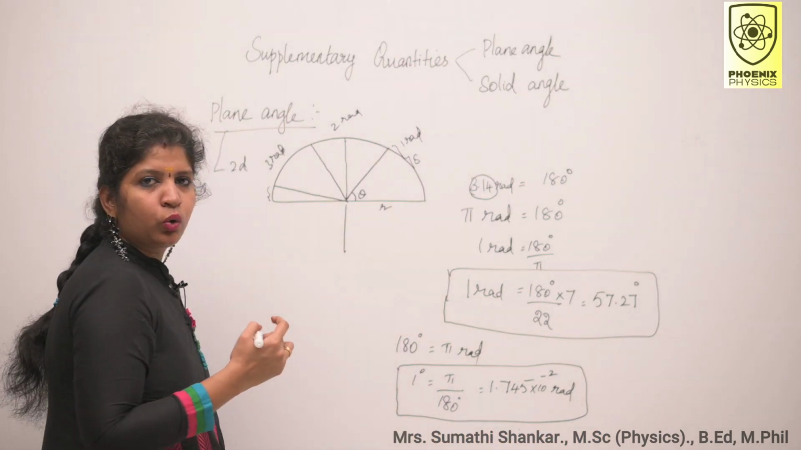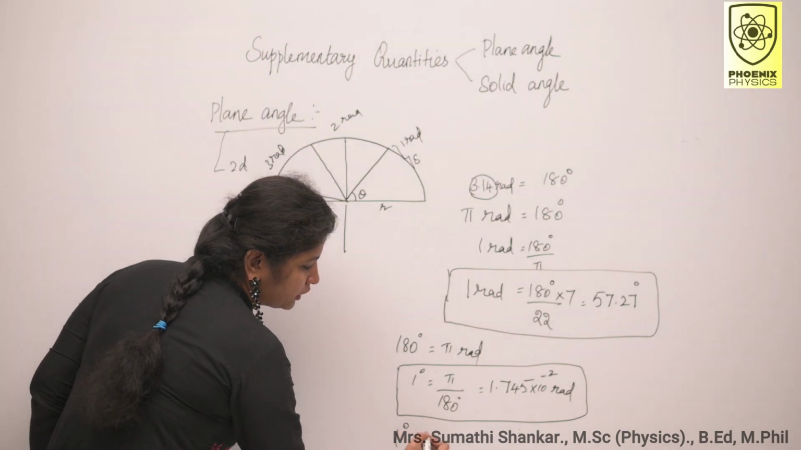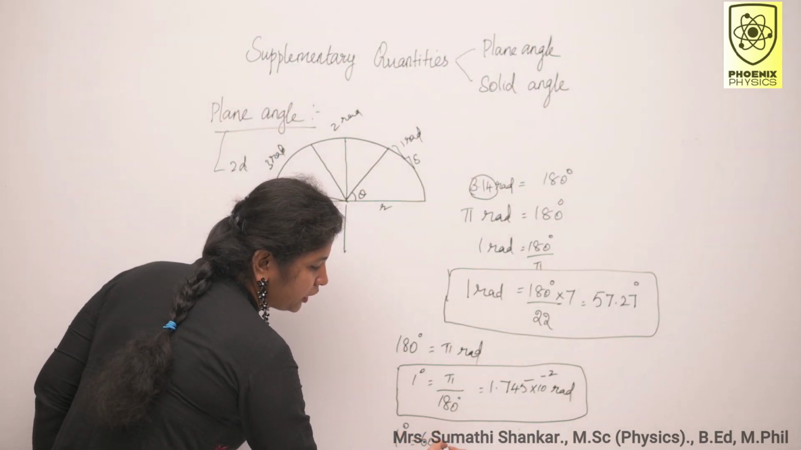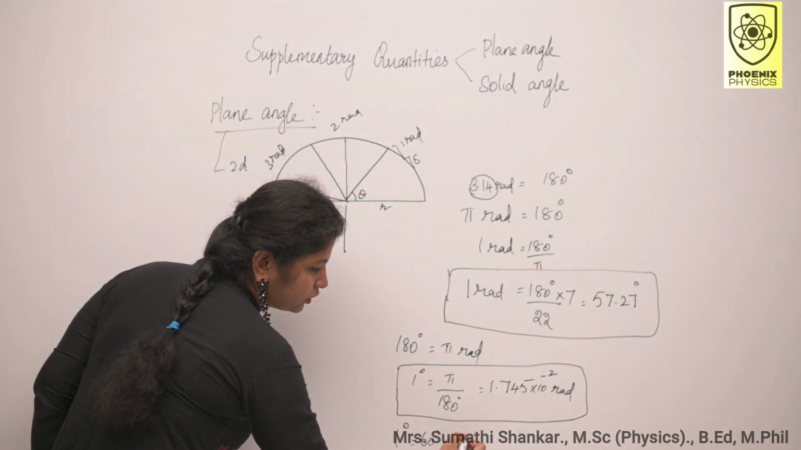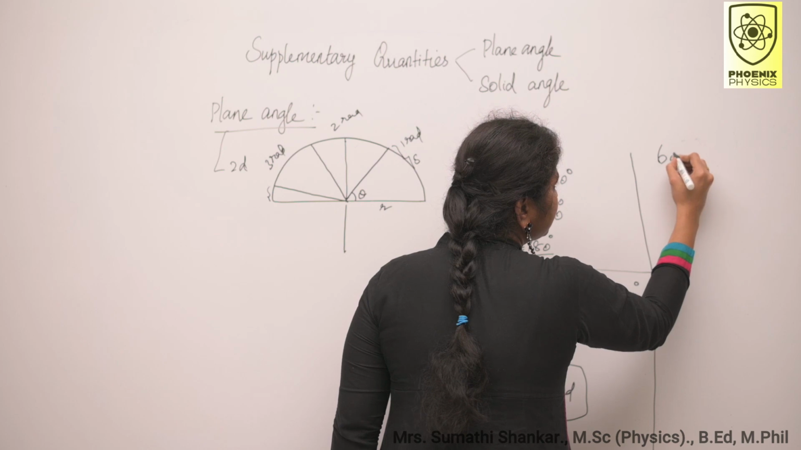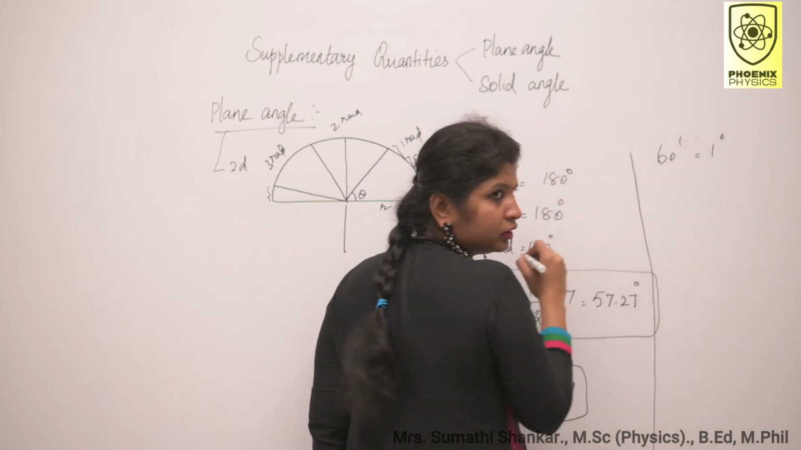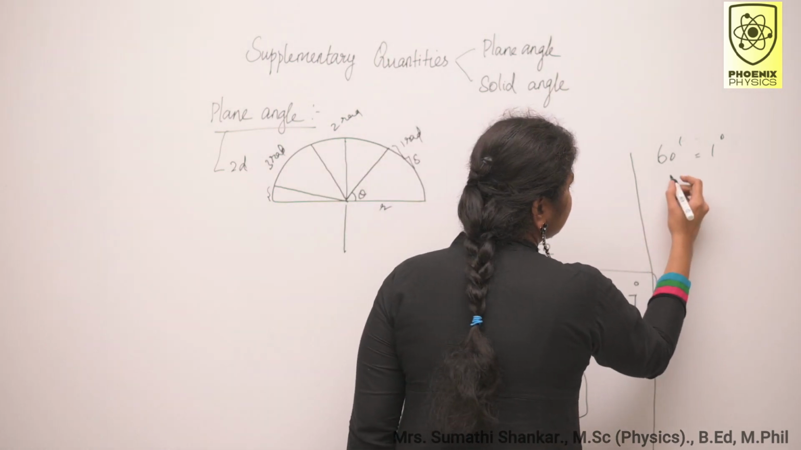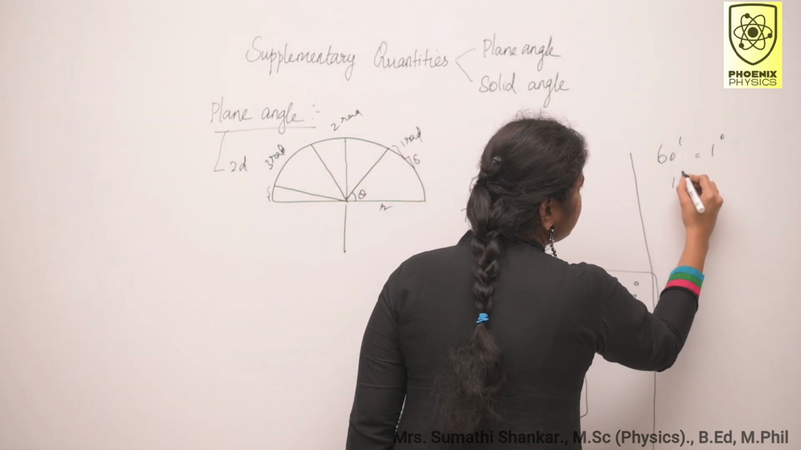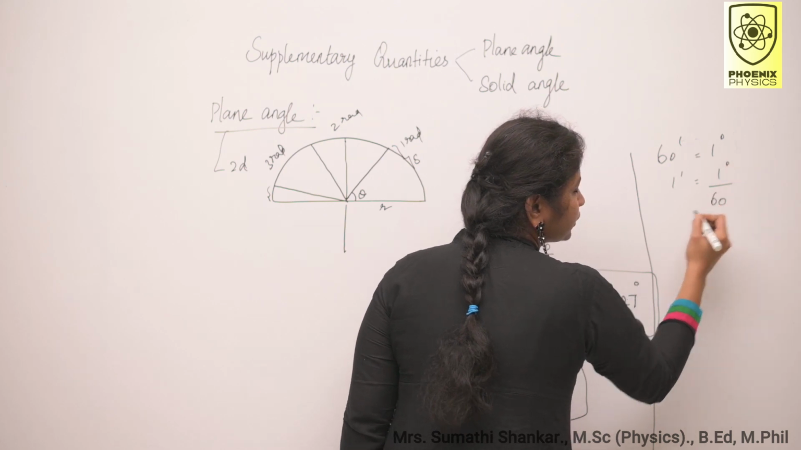Now tell me, 1 degree is equal to 60 minutes and 60 seconds, like our clock. 60 minutes is equal to 1 degree, right? Then 1 minute is equal to 1 degree by 60, correct?